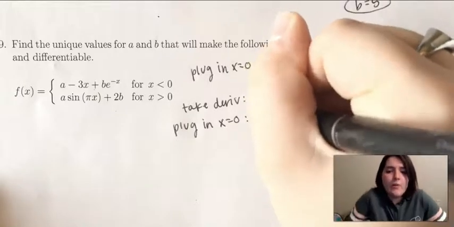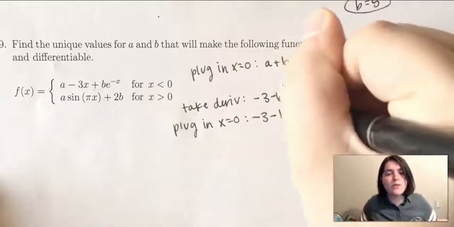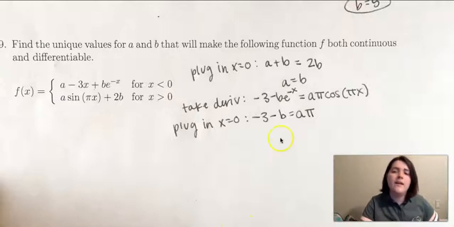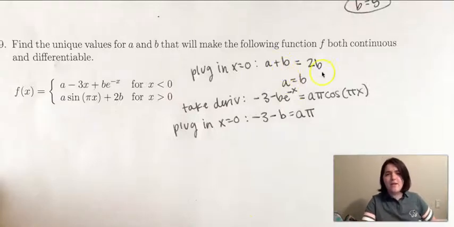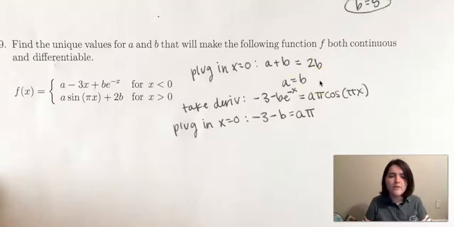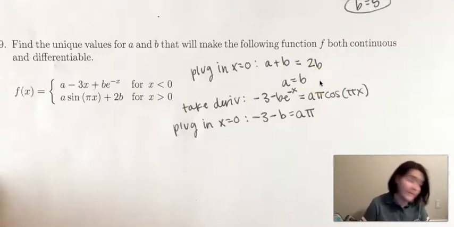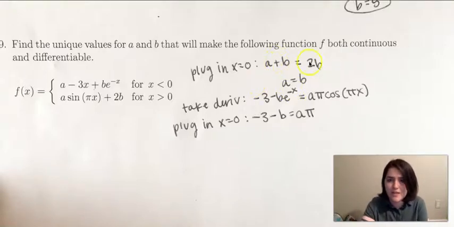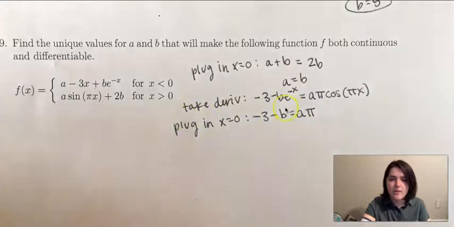Okay, and then we're plugging in our x equals 0 into the derivative, so -3 minus b equals a times pi. And sorry I didn't cover this, but right here I just simplified it so that when we do the actual equation stuff, it'll be easier. In this case, we'll probably substitute because we already have a equals b, so that's pretty easy. But we subtracted b here, a equals b. So now, again, we have our 2 equations. So this is our first equation, and this is our second equation.